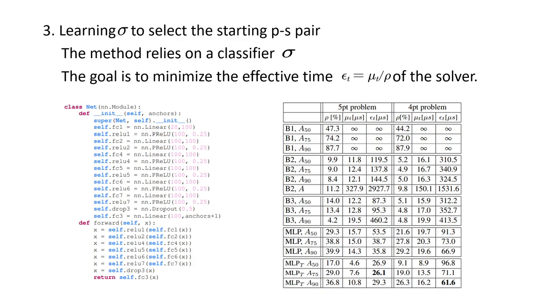classifier and its training. For the 5-point and 4-point problems, in this paper they use a multi-layer perceptron with six hidden layers of 100 neurons and with binaries. And they also use PReLU as the activation function and use a dropout layer before the last layer to prevent overfitting. And the classification time of the MLP is about 8 microseconds for both 5-point and 4-point problems.